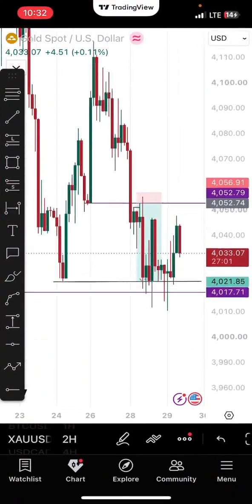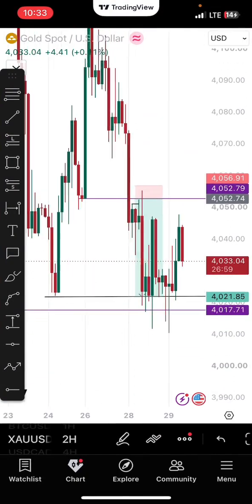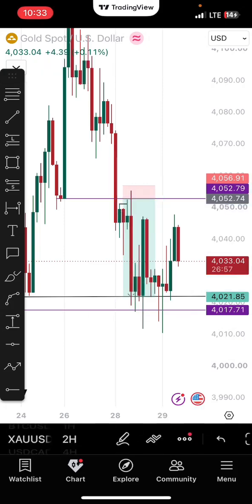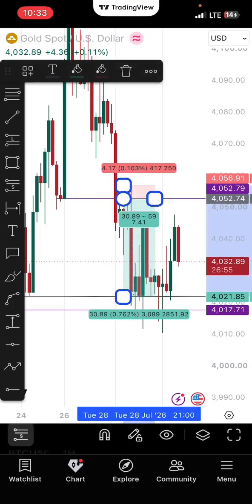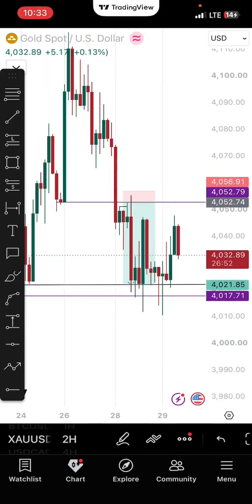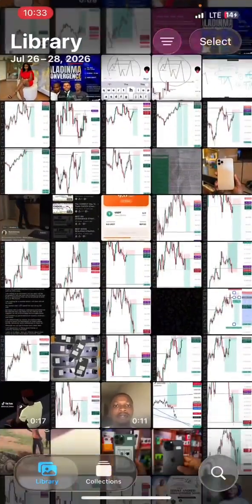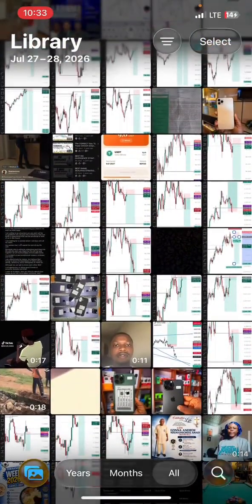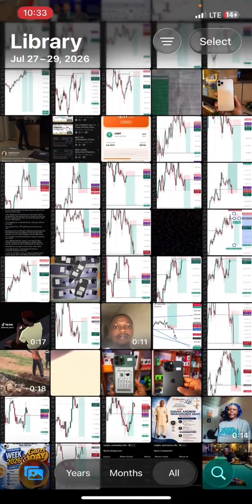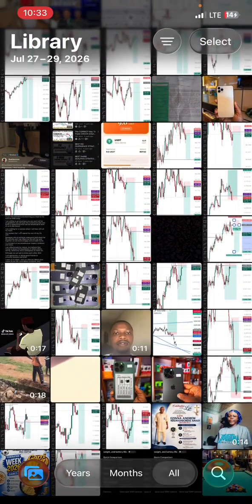XAUSD. Heading to XAUSD. This is a 7RR trade. The first one was a 6RR trade. This is a 7RR trade on XAUSD. So let me show you the before I start. This is the before of the XAUSD.